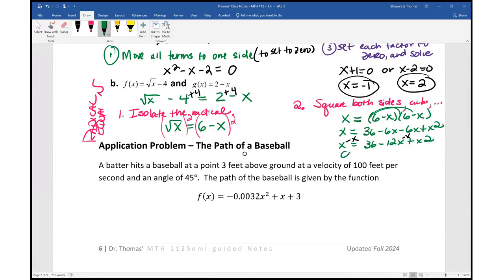That would be 0 on the left side now. That's what we want. Let's put this in descending order, so x squared will come first. What is negative 12x minus 1x? It is negative 13x plus 36. Then we factor.